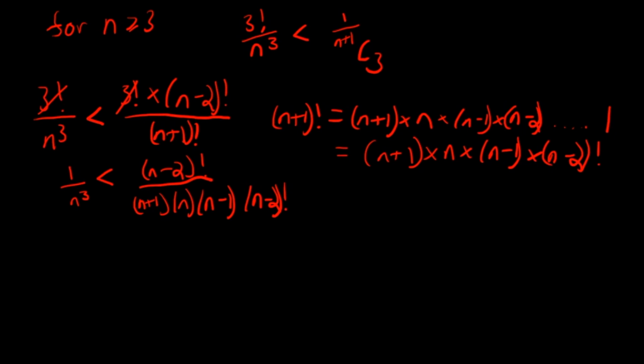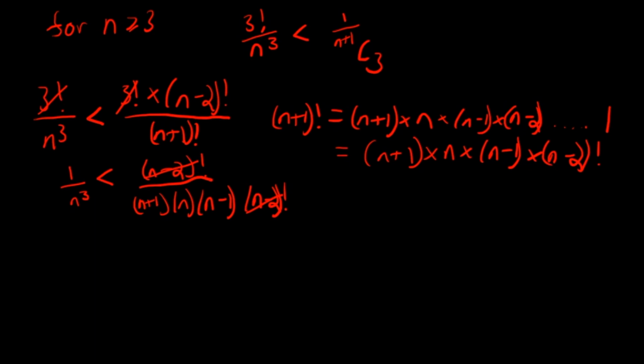And this is useful because we can now cancel the (n minus 2) factorials. So 1 there and 1 there. And because we know n is greater than or equal to 3, we can now start to cross multiply. And because n is greater than or equal to 3, n plus 1, n, and n minus 1 will always be greater than 0. So we don't have to worry about negative numbers switching around the inequality sign.